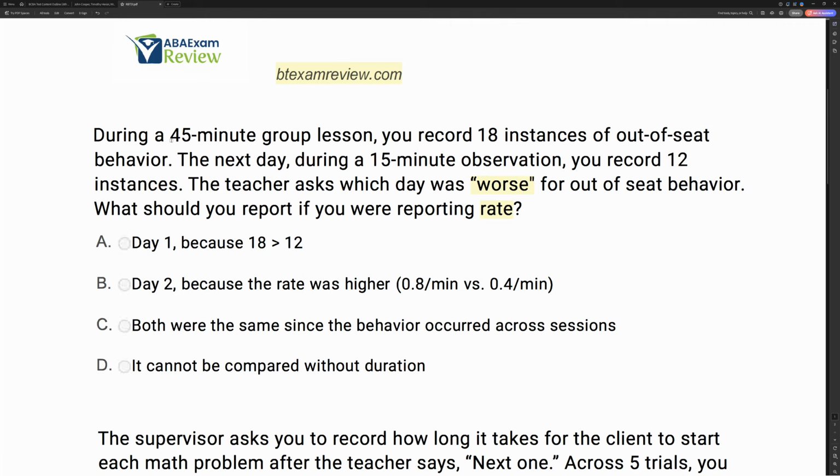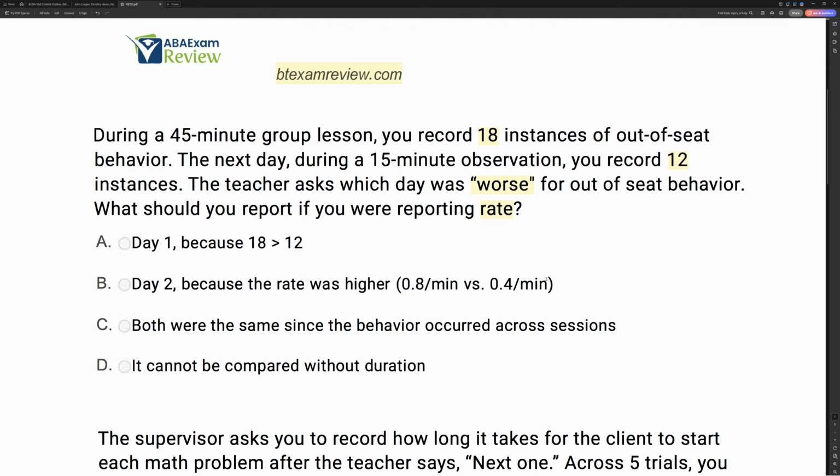So if we have a 45-minute group lesson and out-of-seat behavior happened 18 times versus a 15-minute observation where it happened 12 times, even though 18 is more than 12, given the length of time, since we're using rate, the behavior is happening more in the 15-minute lesson. So if we look at A, would you report day one because 18 is greater than 12? If she was asking just for frequency, yes, but the teacher wants the rate. So we've got to look at B, day two, the rate is higher, 0.8 per minute versus 0.4 per minute.